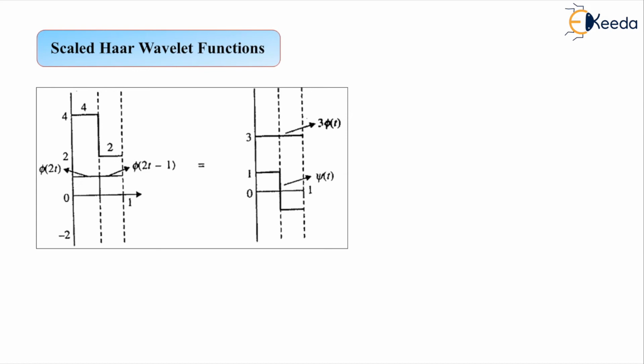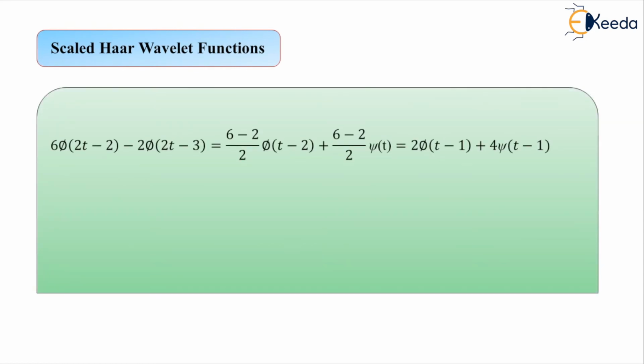So as this step we have visualized here of decomposition, in a similar fashion we can apply it to the other steps here. So in the other steps, we have 6 times phi of 2t minus 2 minus 2 times phi of 2t minus 3 represented as 6 minus 2 by 2 into phi of t minus 2 added to 6 minus 2 divided by 2 multiplied by psi of t. So in short, we can represent it as 2 times phi of t minus 1 added by 4 times psi of t minus 1.